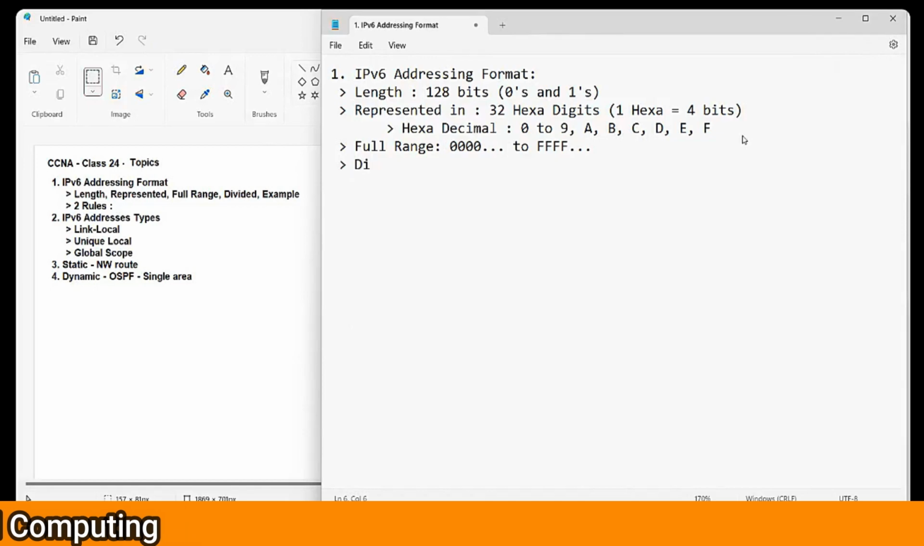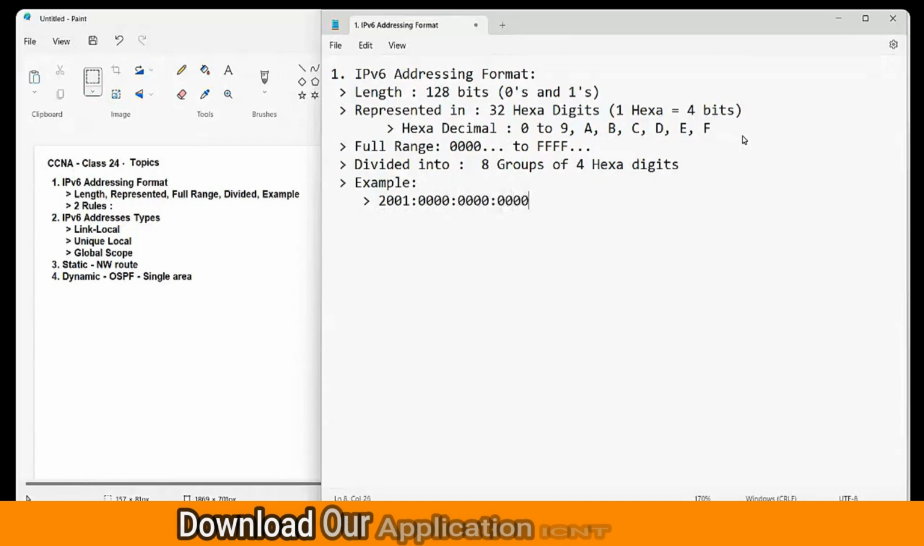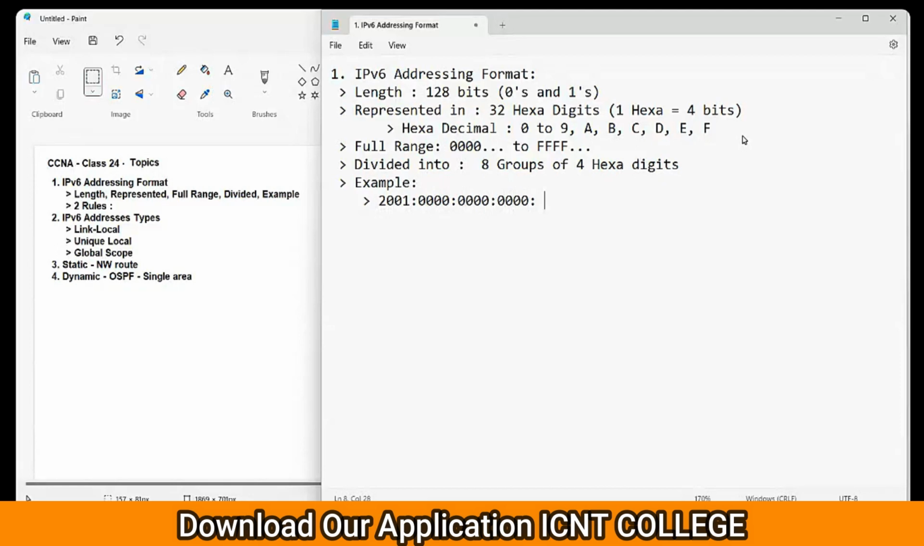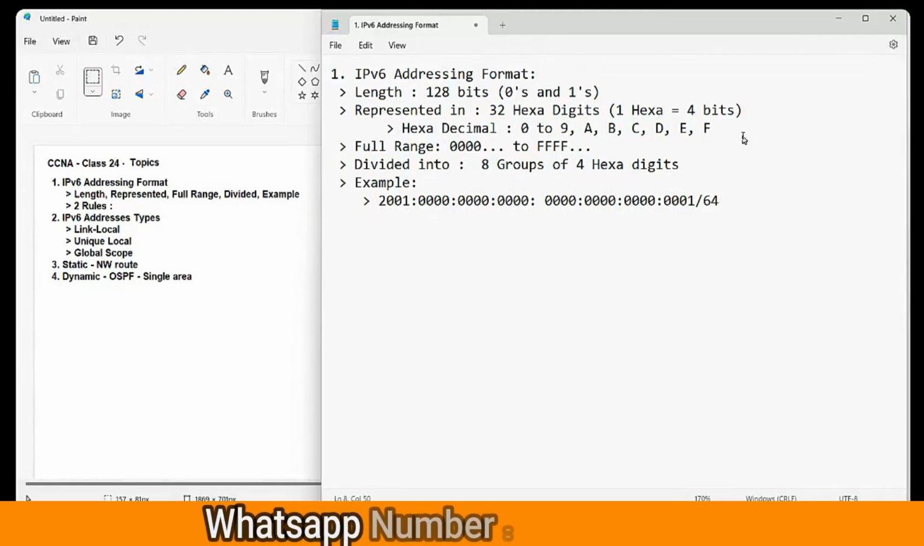Now let's see how it is divided. These 32 hexa digits are divided with colons: 0000, 0000. How many groups is it? 4 groups, right? After every group I put a colon. Then one more 4, total 8 groups. Each group will have 4 hexa digits. This is actually the IPv6 addressing format. How many digits is it? 32. Add 16 plus 16, 32. So 32 hexa digits, divided into 8 groups, and each group will have 4 hexa digits.